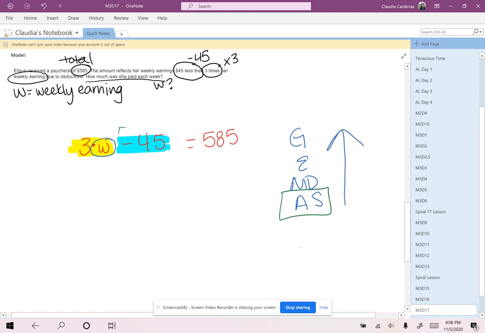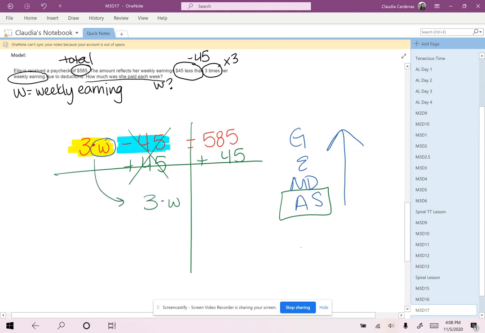Well, I see subtracting 45 here. So because of that, I need to think about the opposite of subtracting, which I know is adding 45. And so we always cut our equation right at the equal sign to show that the left side and the right side need to remain balanced. So when we add 45, we have to add it to both sides. So we know that minus 45 plus 45, those are opposites and we get 0. And all we are left with is 3W, or 3 times W. And then let's see what we get when we add these together. We get 630. So far, so good. We are done with our adding and subtracting step.